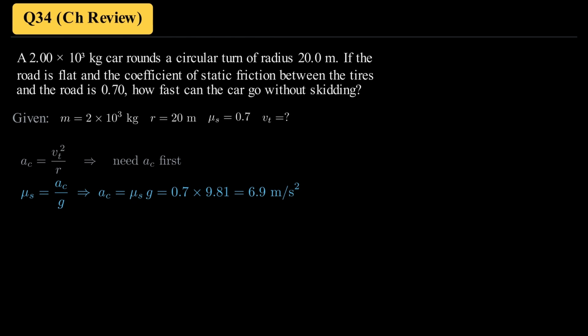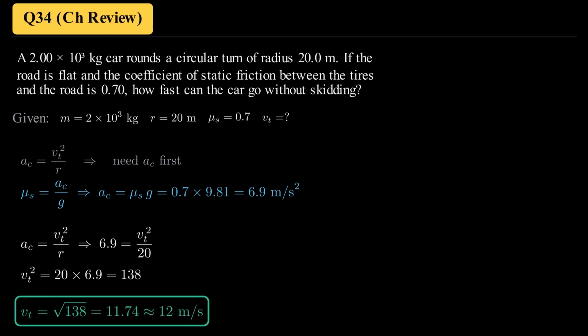Now let's find Vt. AC is equal to Vt squared divided by r. AC is 6.9, which is equal to Vt squared, unknown, divided by r, which is 20. Now multiply 20 by 6.9. That is going to be Vt squared, which is equal to 138. But don't forget, take the square root of both sides, and Vt is going to be 11.74, or approximately 12 meters per second.